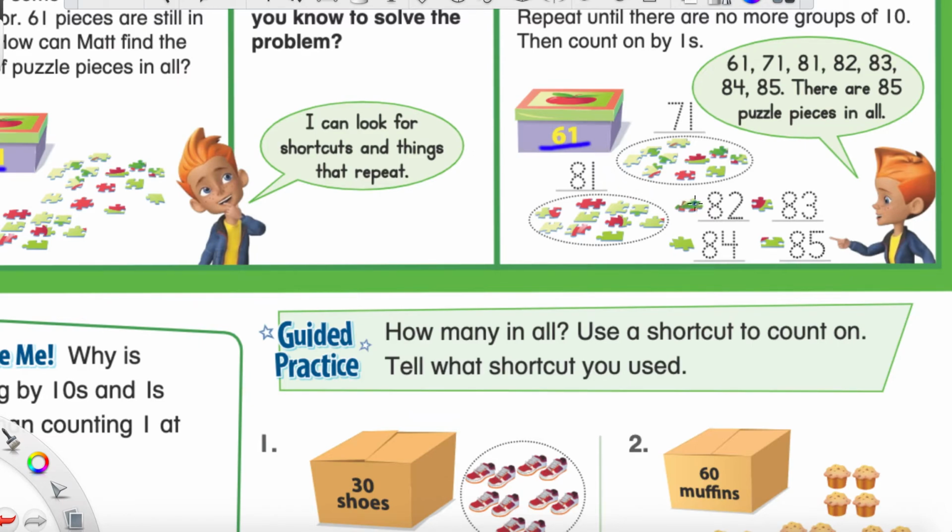61, 10 more is 71, and 10 more than that is 81. And then they have some ones pieces. So you count on by ones after that. 82, 83, 84, 85. All right. But let me grab the 100 chart just to show you exactly what I'm talking about.